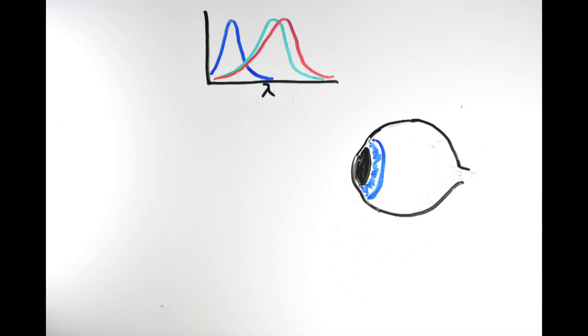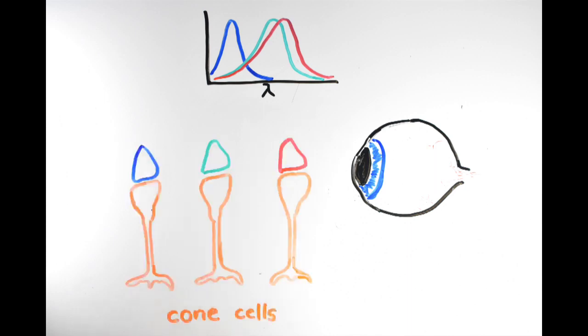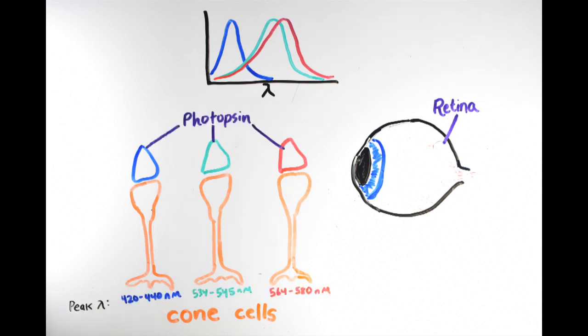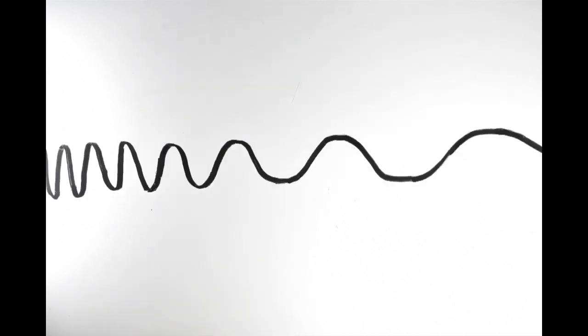The approximately 10 million colors that I can distinguish are the result of just three types of cone cells, found on the light-sensing retina at the back of the eye. Each type of cone cell contains a variant of the photoreceptor protein called photopsin, responding to different wavelengths of light. But what if you could detect more than just three wavelengths, and instead create an image using an entire spectrum?